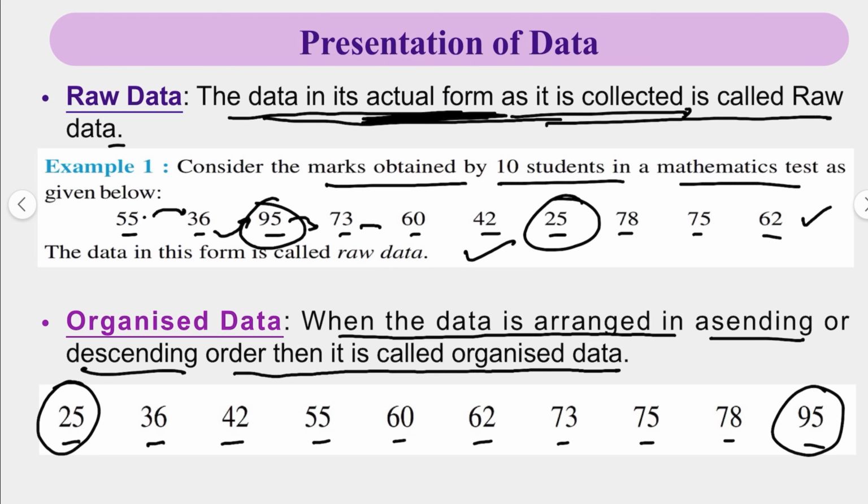I hope you understood the difference between raw data and organized data. Raw data is when we note the information in its actual form, and when we rearrange it, it is called organized data.